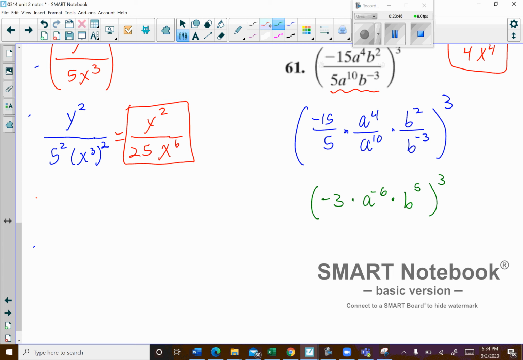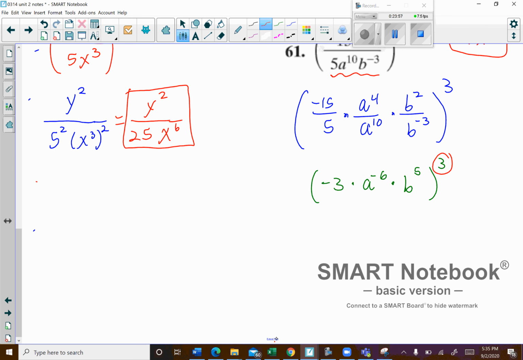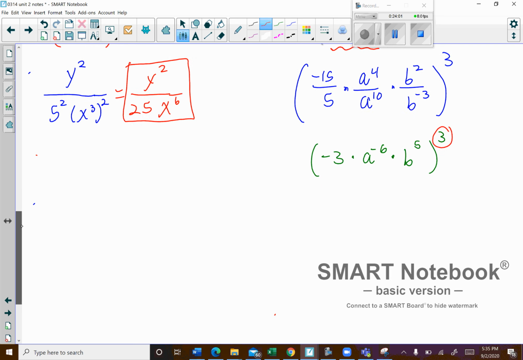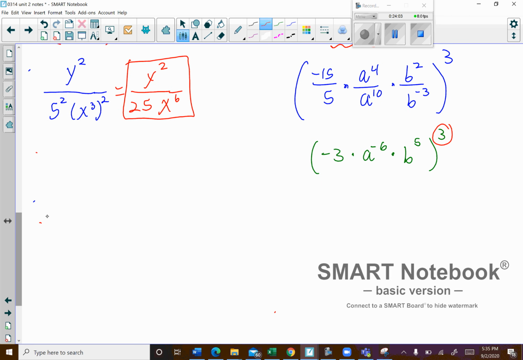Okay, now I can go ahead and fix the negative now, or I can fix it after I apply the power of 3. I think I'll go ahead and apply the power now. It won't make a difference. You could take care of the negative now if you really wanted to, but I'm going to apply that now. So let's see, negative 3 cubed, a to the negative 6 cubed, and b to the 5th cubed.